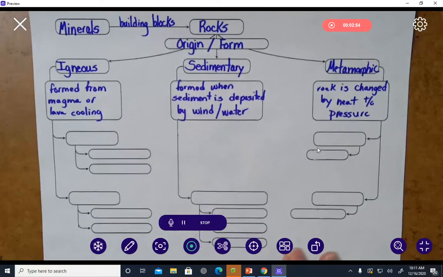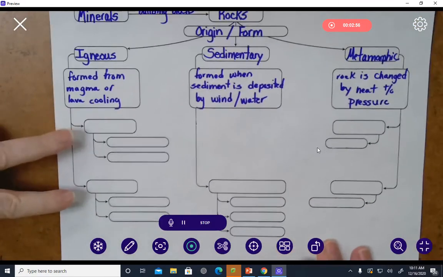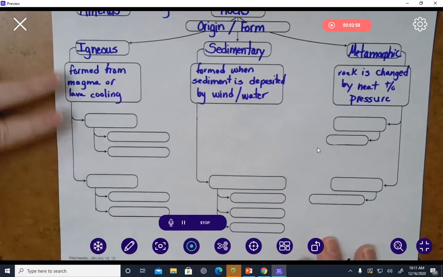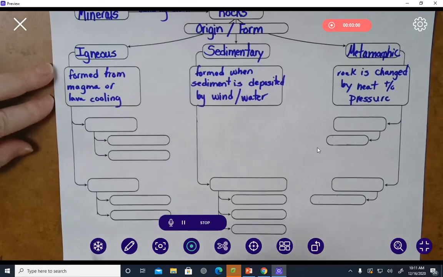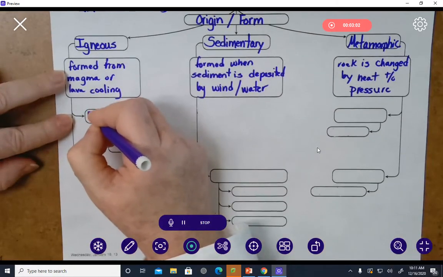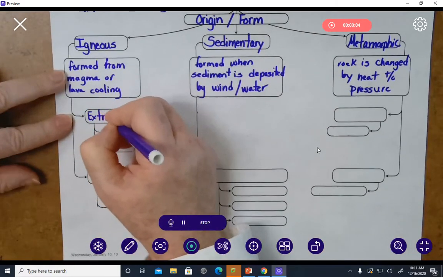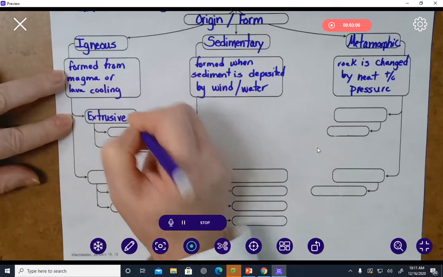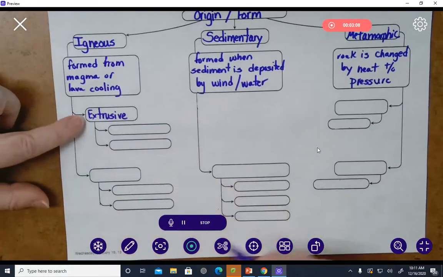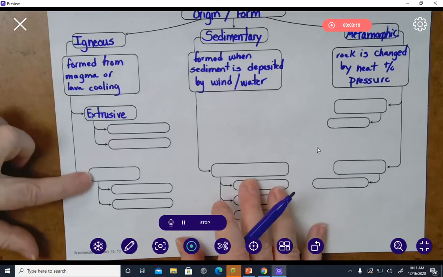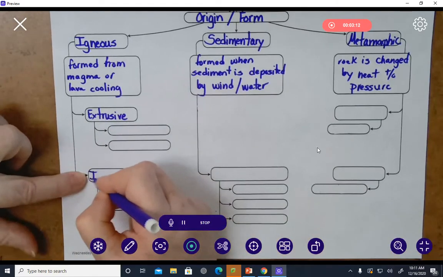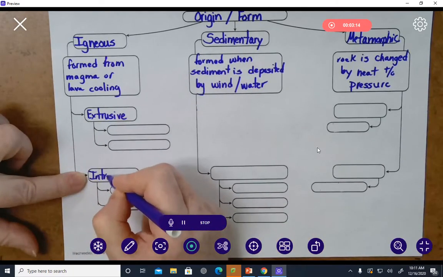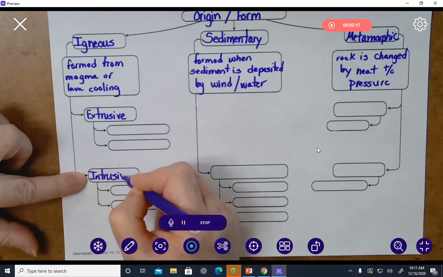Okay, let's see what you can remember. What were the 2 types of igneous rocks? How they form should be a clue. There was extrusive. Ask yourself, is extrusive outside? Think of the word exit. And then the opposite is intrusive. See if you can write ahead of me.